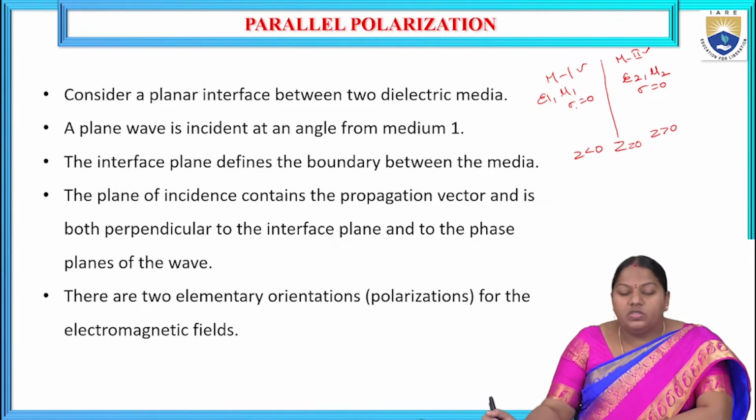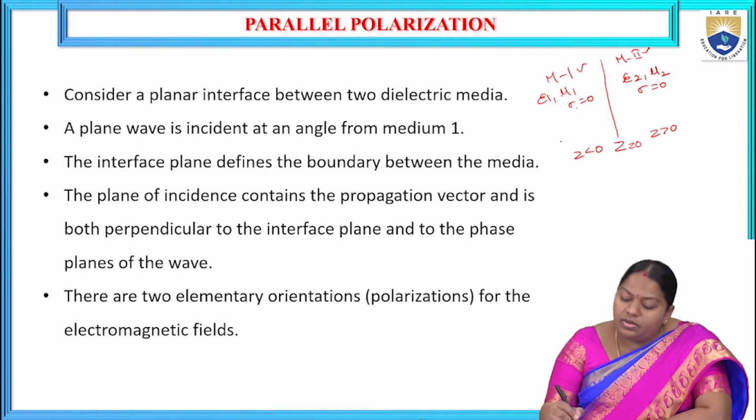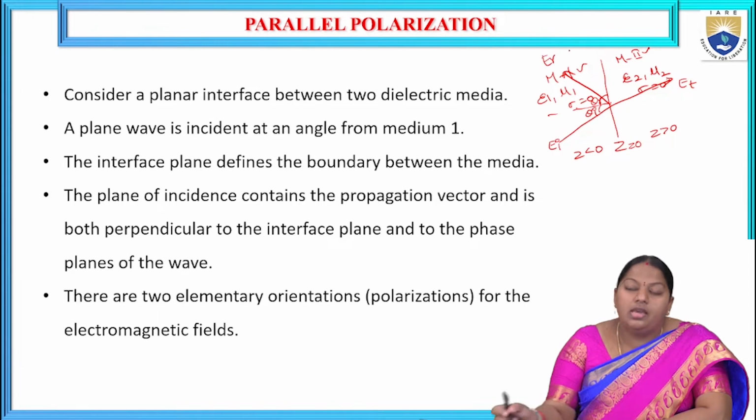Okay. Then, with a planar interface between two dielectric media, a plane wave is incident at an angle from medium 1. When the incident wave strikes the boundary making angle theta I, part of it is reflected back to the same medium at angle theta R, and part of it is transmitted to the next medium. Hence it is ET, this is EI, and here it will be ER.